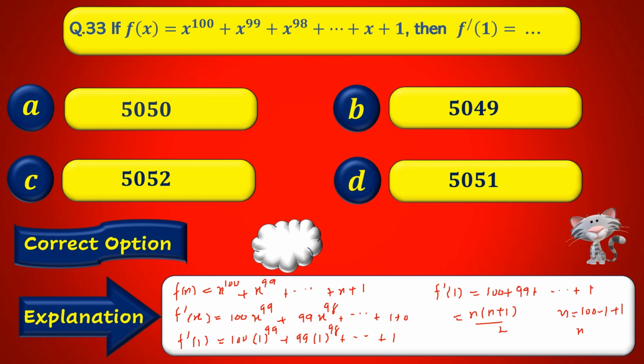So n will be 100. Just put the value of n and simplify and get 50-50. So A is the correct option.